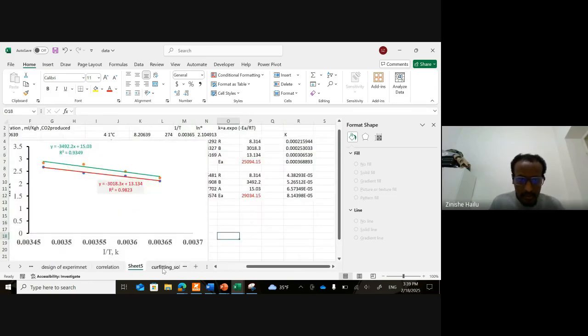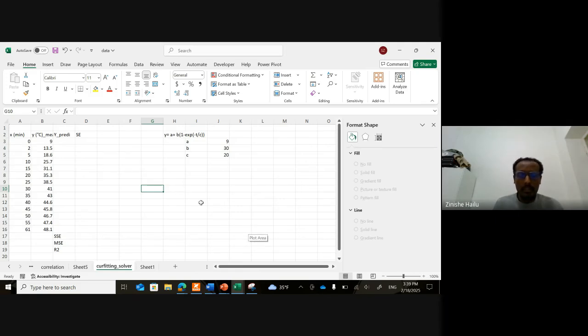The other one I would like to show is the solver for the non-linear relationship. Let's say this is the time and this is the measured temperature. It can be compression temperature, it can be extraction temperature. This is the process variable. So we need to estimate it by this nonlinear equation. First we have to determine the predicted temperature value.